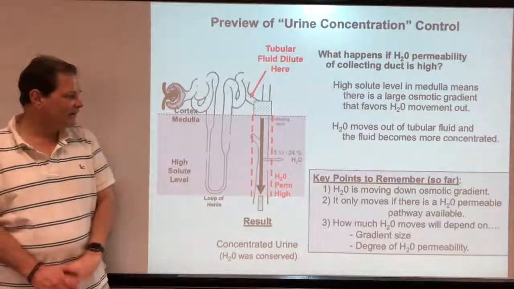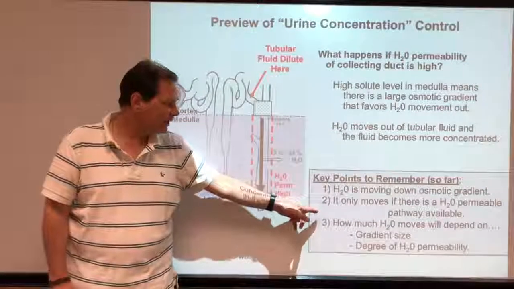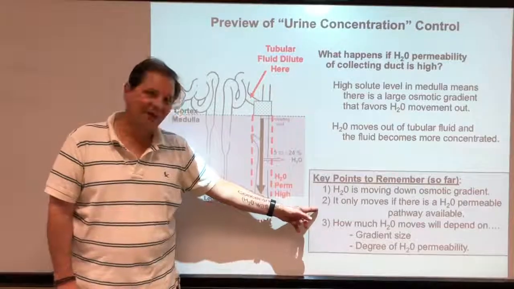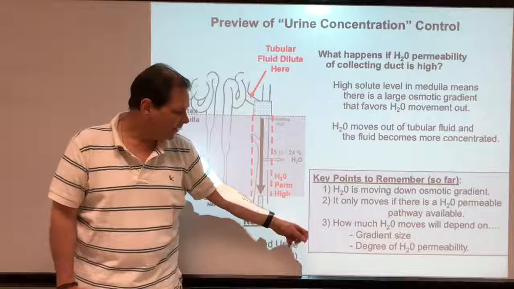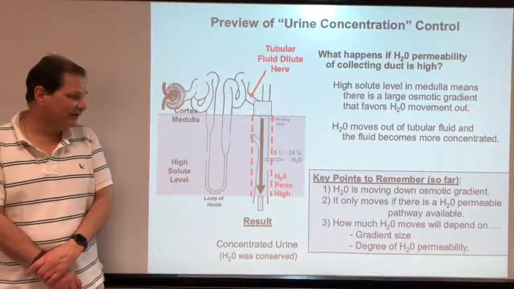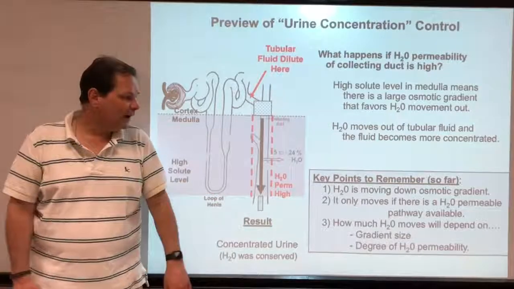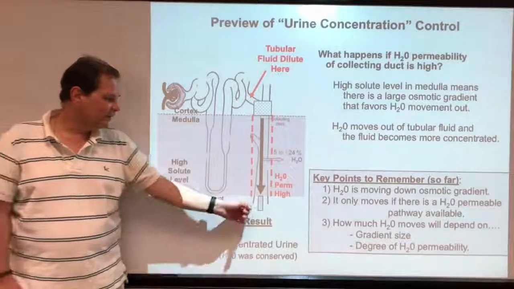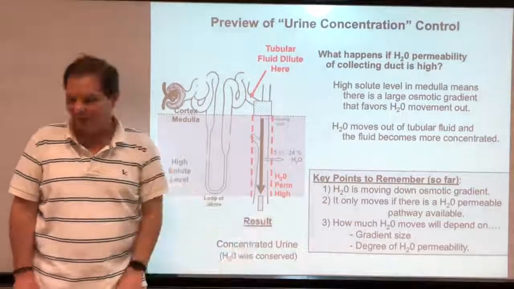So remember, water moves down an osmotic gradient, okay, that's what powers it. And only if there's a pathway for it to get across, only if the epithelium is water permeable, and how much depends on the size of the gradient and the degree of the permeability to water, okay? Particularly, the water permeability is regulated in the collecting duct.